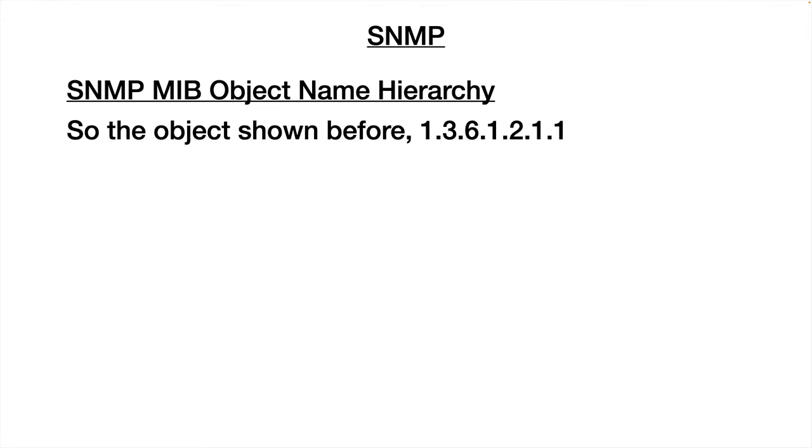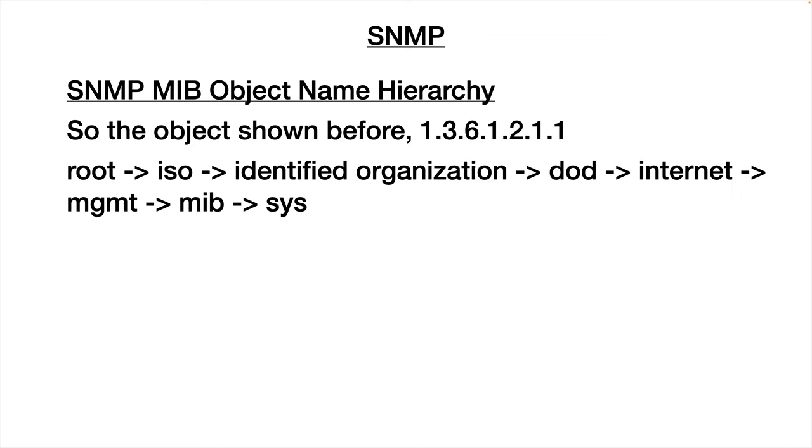So the object I showed before was 1.3.6.1.2.1.1. So if we go back and look at the table, from the root, this is something to do with ISO. It is an identified organization. It relates to the DoD, in particular the internet. It's a management thing. It's an MIB for a system. That may not help you actually know what type of object this is referring to, but at least hopefully it helps you understand what the string of numbers is.